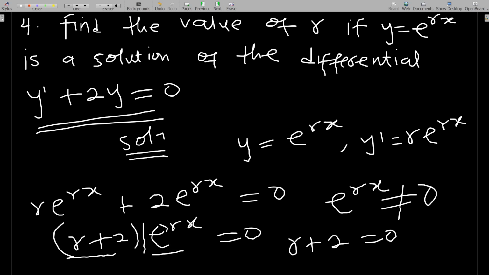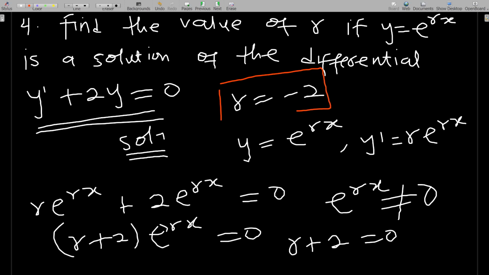So you see that this is equal to 0, or this is equal to 0. But like I said, the function is actually not equal to 0, because it's the function we are looking for. So it's not equal to 0, and hence it means that it is r plus 2 that is equal to 0. This simply means that r will be equal to minus 2. I hope you understand this. So very simple like that. You use the idea of a solution to a differential equation to find your r. Very, very simple. So r is minus 2.